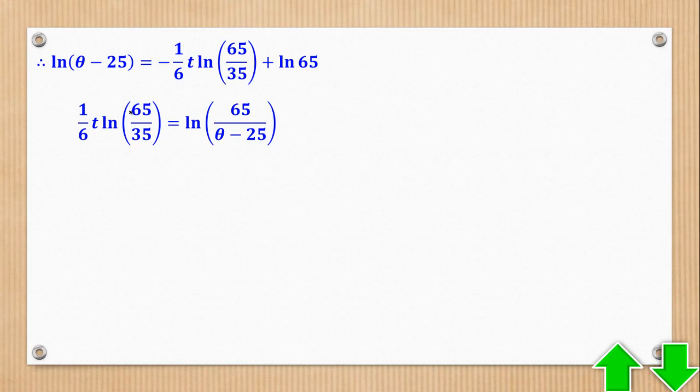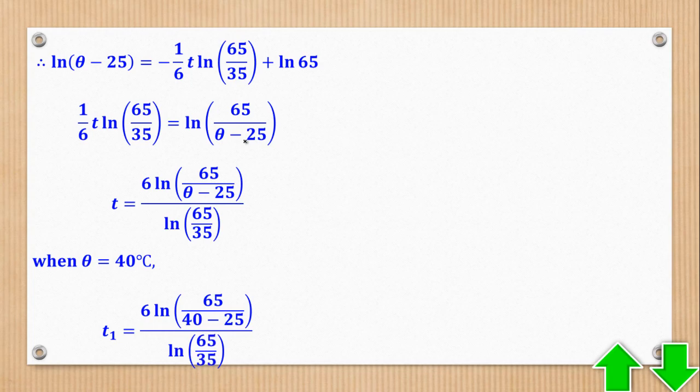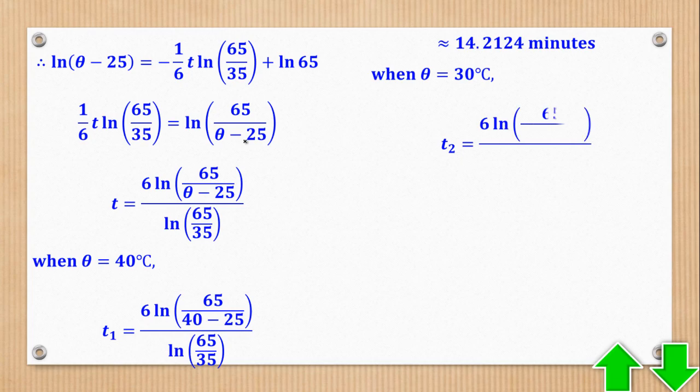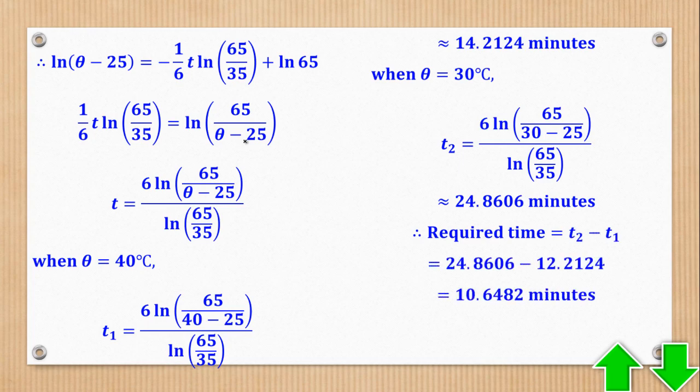Simplify. So what I've done, I've taken the whole of this side to make this t positive and brought this on this side to get this. So t is that. Therefore, when theta is 40, I can get the value of t, which is that. And when theta is 30, I can get the value of t, which is that. Then time taken will be got by subtraction to give you that. And that's what they wanted.